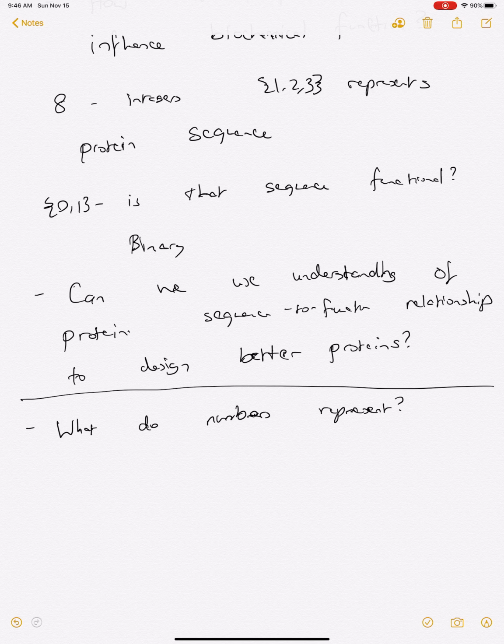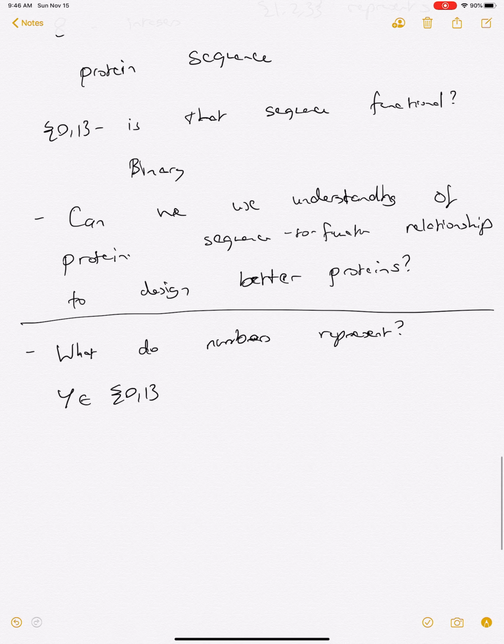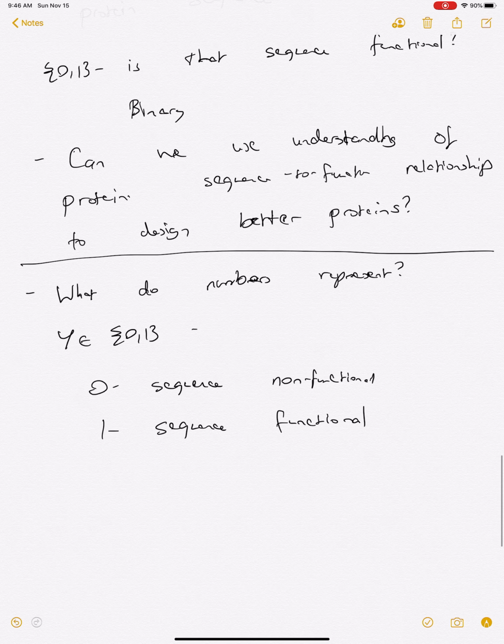So what are the 1, 2, and 3? In particular, we have here y is in {0, 1}. So this is kind of nice, and this is reasonably straightforward to interpret. 0 means the sequence is non-functional. And 1 means that the sequence is functional.